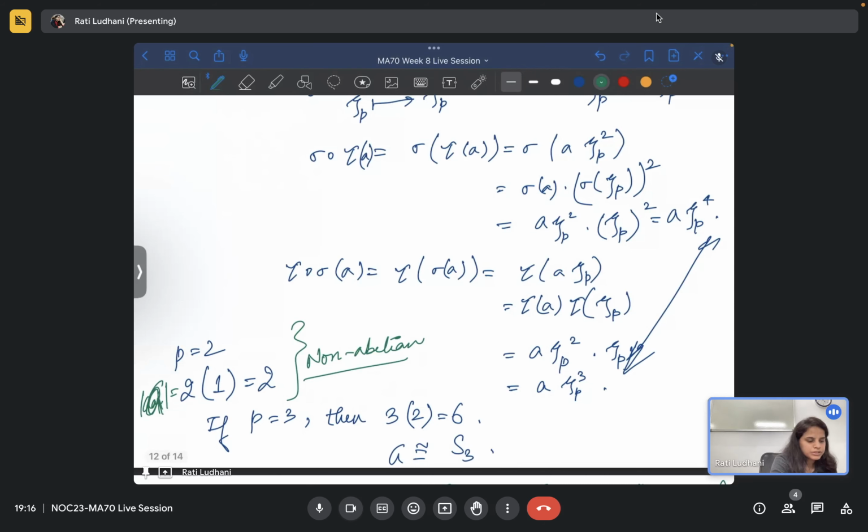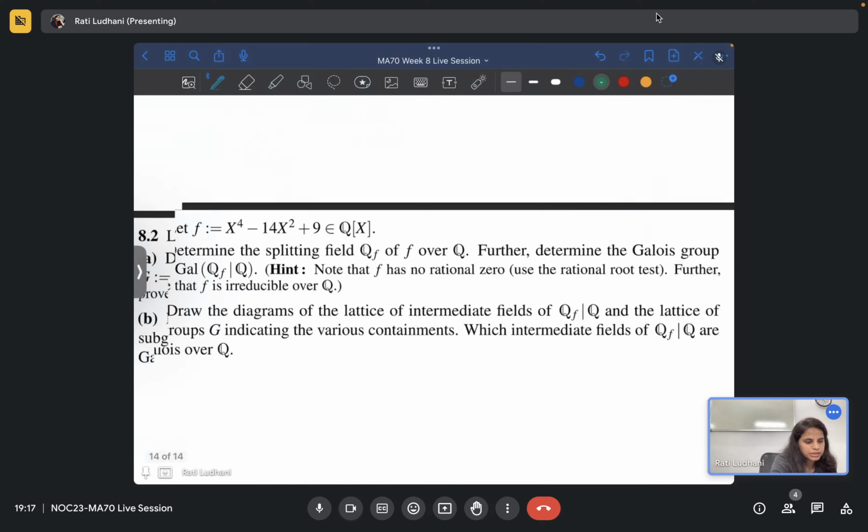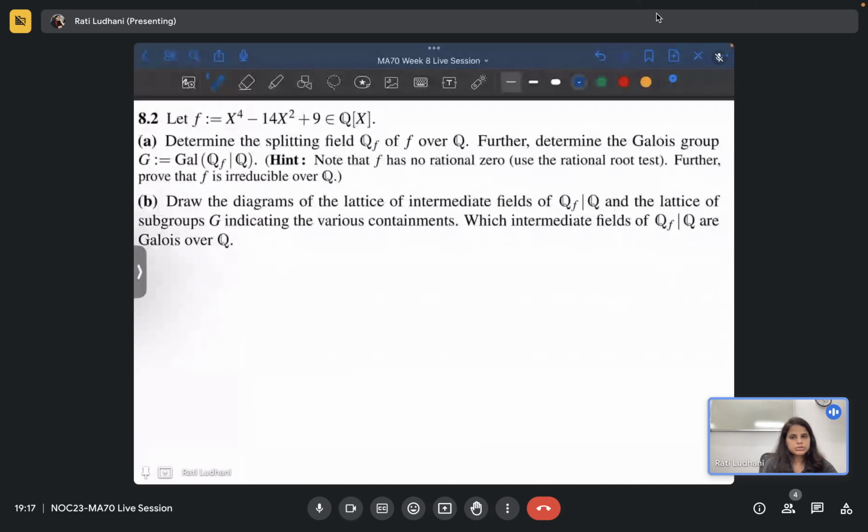So I'll just move to the second question quickly, because I thought I'd cover it. This is the exact same question, but now you have a fixed example. You have this polynomial, and you can see the roots of this polynomial. The first question asks: you have this f, determine the splitting field. For a splitting field, what should we have? We attach all the roots, and we will get a splitting field, right?